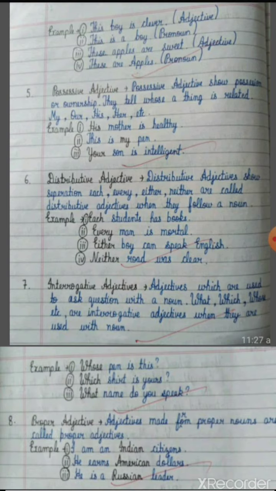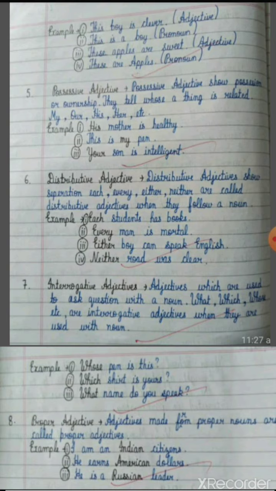So on mother, who has possession? His possession. So here, his is a possessive adjective. This is my pen. Whose pen is this? This is my pen. So on this pen, only possession of my word. So my here is a possessive adjective.